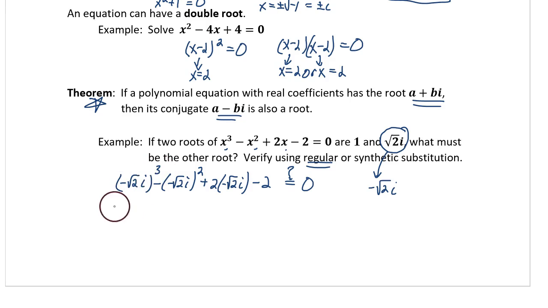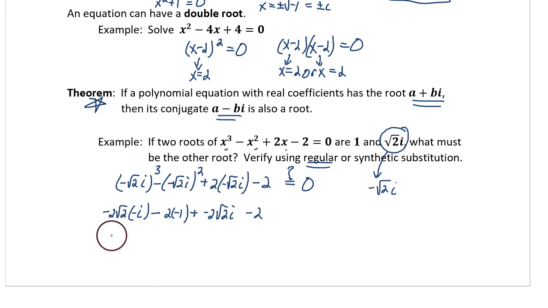A negative to the third power is negative. The square root of 2 raised to the third power is 2 square root of 2. i to the third power makes negative i. Now here in this spot, a negative raised to the second power is positive. The square root of 2 raised to the second power is 2. And i to the second power is negative 1. Now we have a plus. 2 times negative square root of 2 makes negative 2 square root of 2 i. And then there's the minus 2.